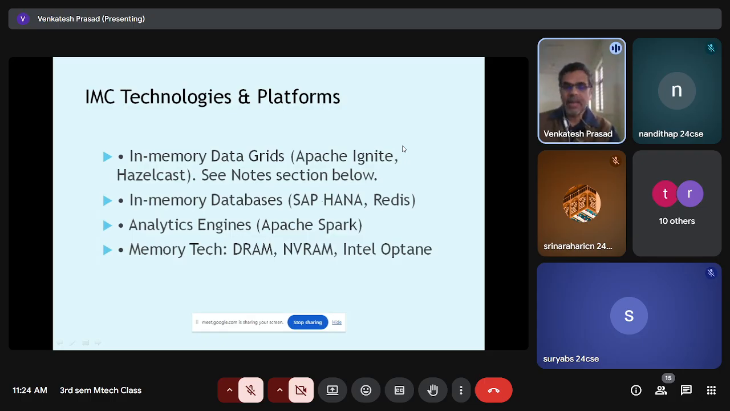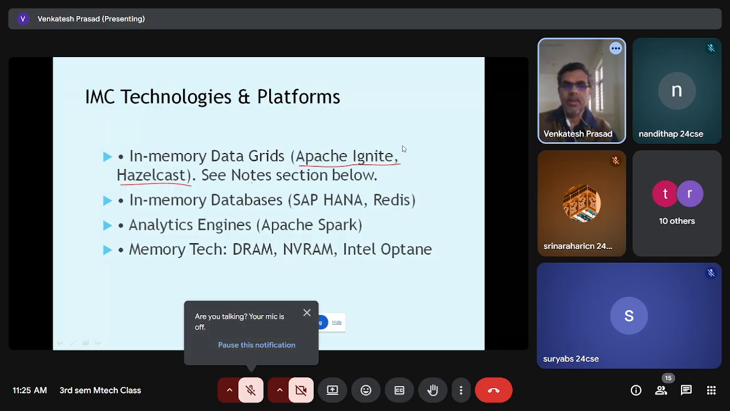All right, so we quickly wrap up some examples given. Where is in-memory data used apart from Spark? Yes, there are Apache Ignite and Hazelcast. All these are open source software, of course. They all support in-memory data grids. So read the notes section below, which I put here, and you will understand the difference between Ignite and Hazelcast. We don't need it for the exam.